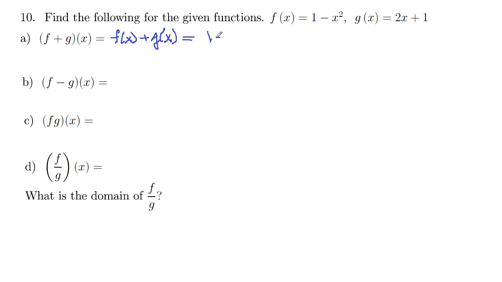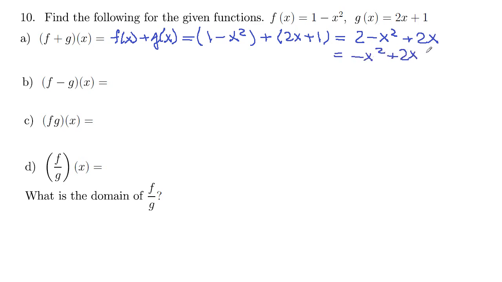So this will just be 1 minus x squared plus 2x plus 1. And we do have some like terms here. 1 and 1 will make a 2. And then we've got a minus x squared, and we've got a plus 2x. Now that's not written in descending terms. Normally we would write it as negative x squared plus 2x plus 2.